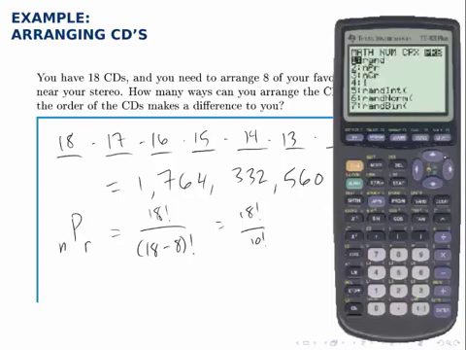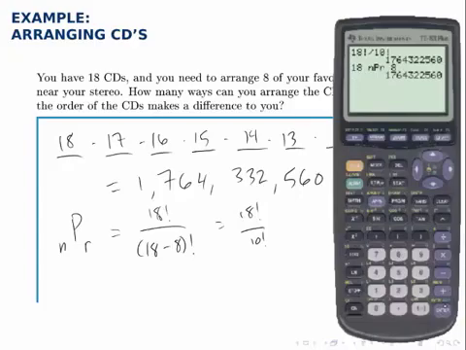The other way to do this is to use the built-in function for permutations. Notice number 2 on the probability menu is nPr. First we have to enter n, the number that we're choosing from, which is 18. We have 18 CDs to select from. Then we go math, over to the probability menu, select nPr, and then put in r, the number that we actually select and order. Enter, we get the exact same answer.